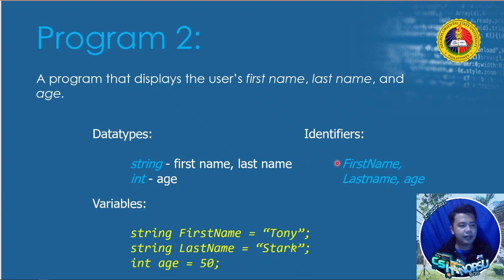Now, let's declare that our identifier for first name is this, first name, last name is this one, and then age. Then our variable is going to be string first name equals Tony. Of course, since this is string, the value should be enclosed with double quotation marks. And then last name Stark. Let's say our guy's name is Tony Stark. Again, the last name must be enclosed with double quotation because we are using string. And the age is 50, given that Tony Stark's age is 50, and since age is integer, there will be no need for an enclosure. All right, so that is going to be our variables for program number 2.